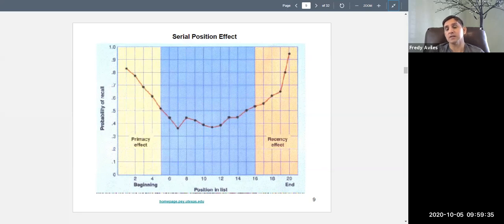Whenever you try to remember lists, you know, whether it's a list of grocery items, a list of names, a list of numbers, this is what happens. It's subject to the serial position effect. So if you want to remember things better, right, you want to improve recall for the middle items, then you need to change the order. But that's the serial position effect.